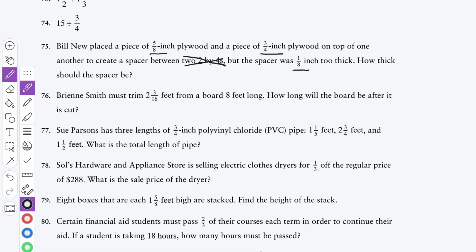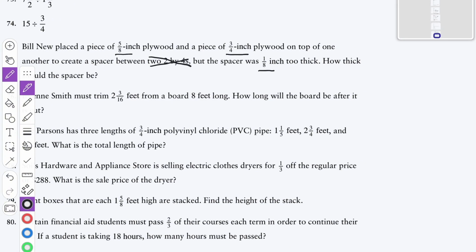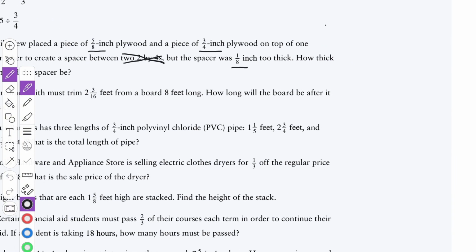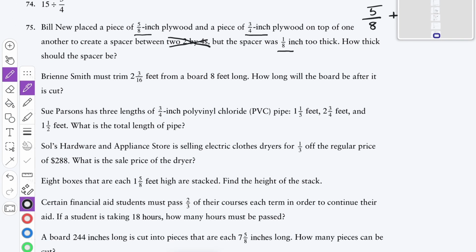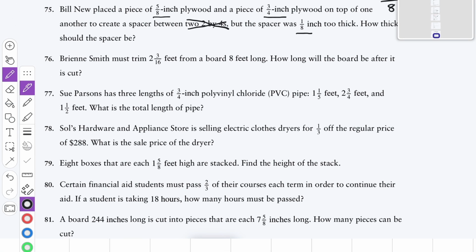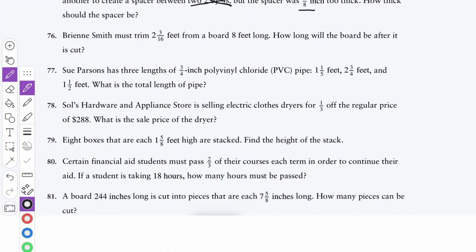So what I'm going to do is I'm just going to set it up. I don't have a lot of room to write here. So 5/8 plus 3/4, right? And then we need to subtract 1/8, okay? So what I'm going to let you do is figure out what that is, okay? And then I'm going to concentrate on 78 because we have a dollar amount.